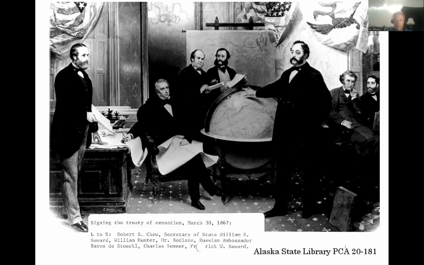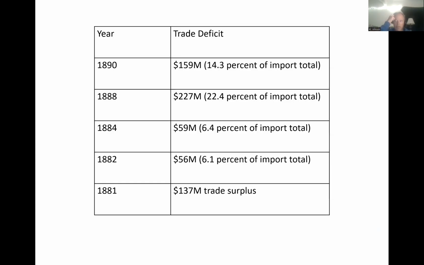But Seward sees it, not incorrectly, as critical to controlling the strategic environment in the North Pacific, and he wants to expand U.S. access to the region.